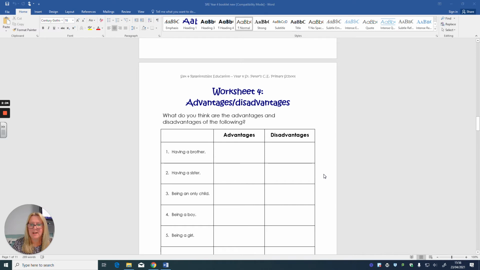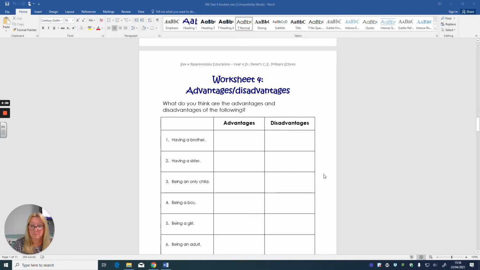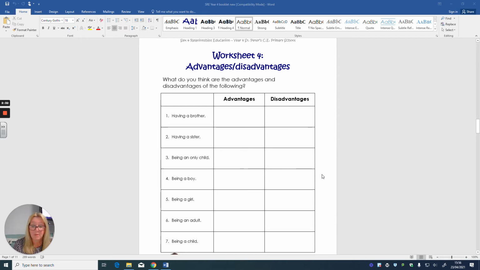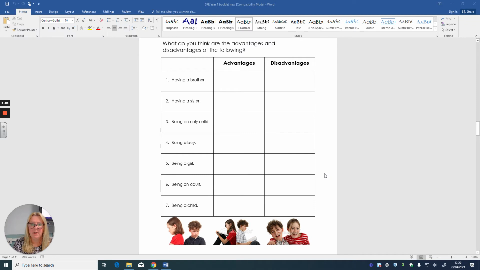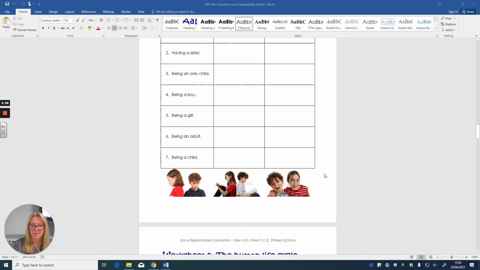We then move on to looking at the advantages and disadvantages of having a sibling, or being an only child, being a boy, being a girl, etc. And lots of discussion around advantages and disadvantages of each of those statements.